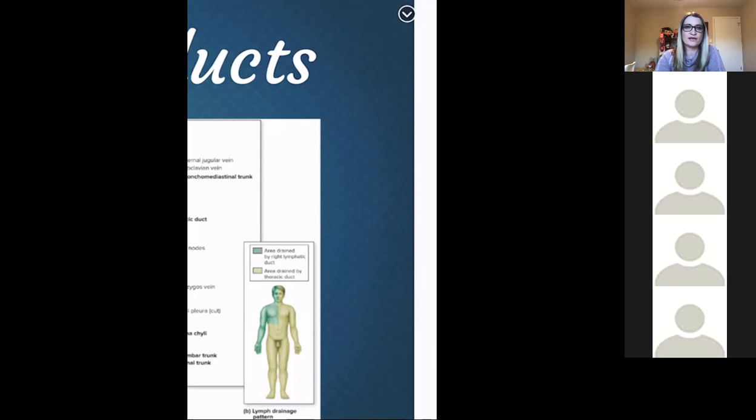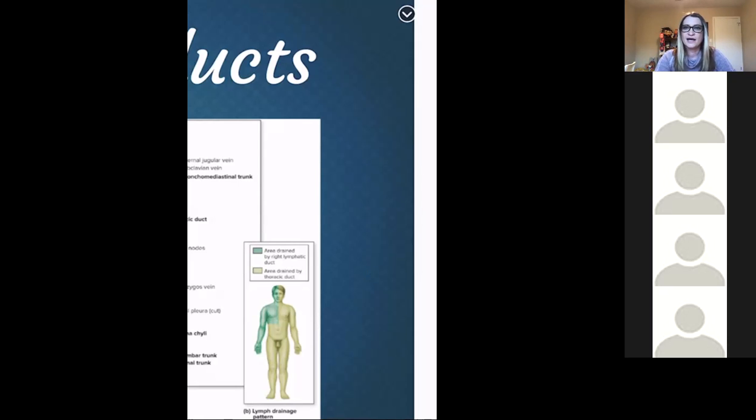These trunks will then merge into one of two ducts. As you notice on here, there are only two ducts that we can see, and these include your right lymphatic duct and then the thoracic duct. The right lymphatic duct, as you can see on the little green man down there on that picture, is only going to drain the upper right quadrant of your body. If you can remember that, everything else is going to be drained by the thoracic duct.